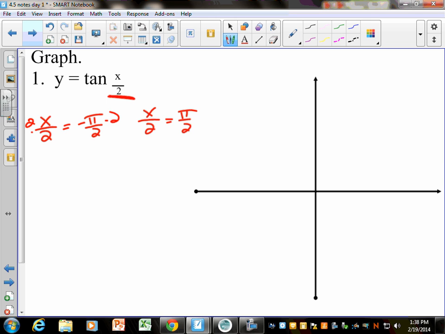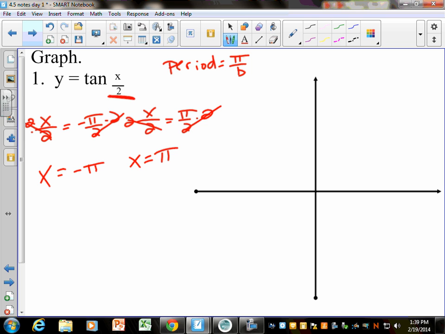Multiply by 2. So we would get x equals negative pi. Yes? And on this side, if I multiply by 2, I would get x equals pi. Which means my asymptotes have changed because my period has changed. We can find the period if you want, just to check and make sure that everything's lining up here. But if you find your two asymptotes, the distance between them will always be your period. But just to throw it in on this one, the period is pi over b.